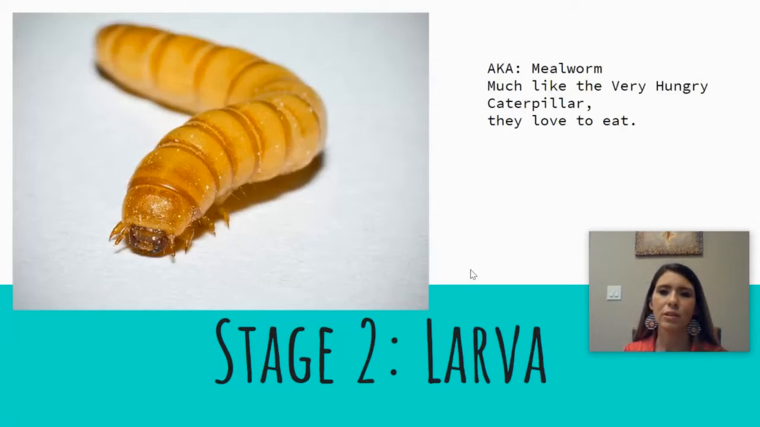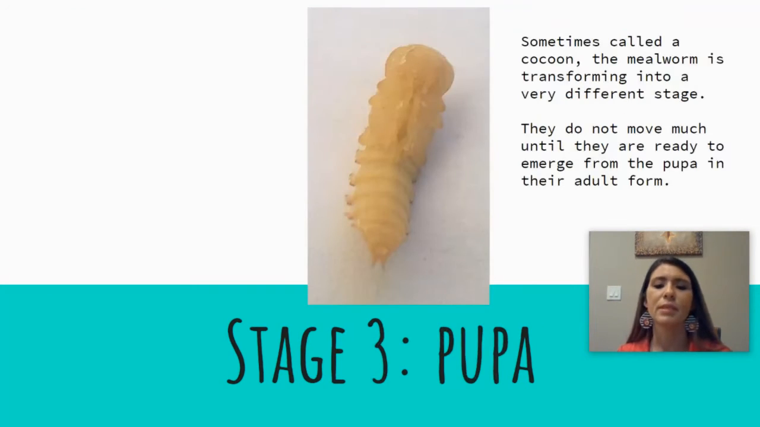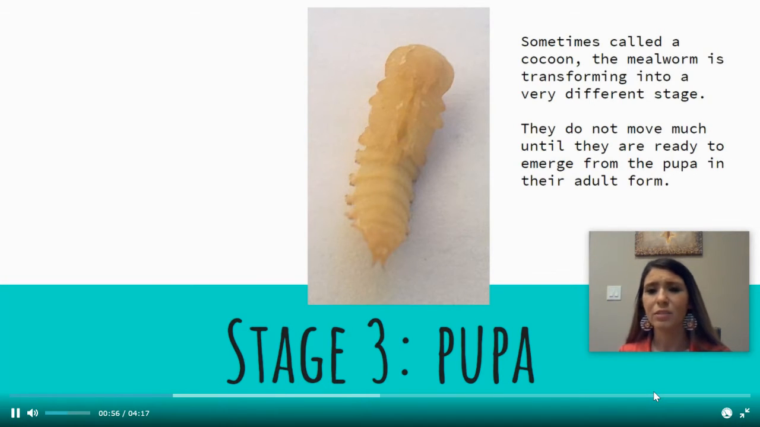Stage 2 is the larva. This is also known as the mealworm. And much like the very hungry caterpillar, they love to eat. In our lab, we typically feed them oatmeal and apple slices. Stage 3 is the pupa. Sometimes it's called a cocoon, and the mealworm is transforming into a very different stage. They don't move much until they're ready to emerge from the pupa in their adult form.